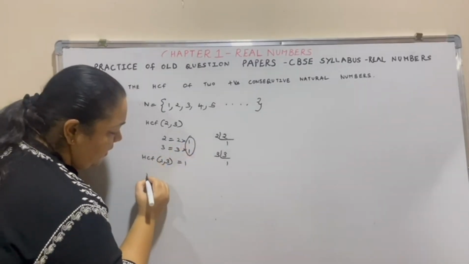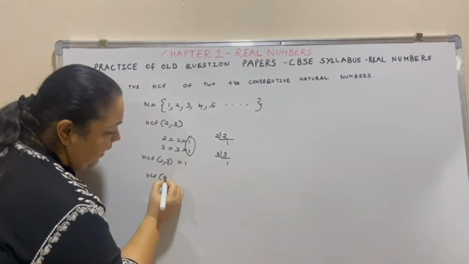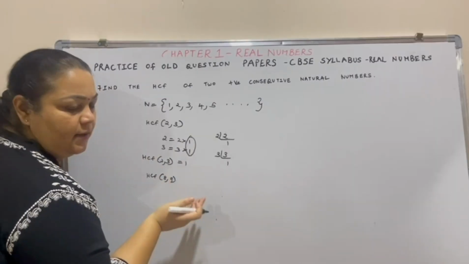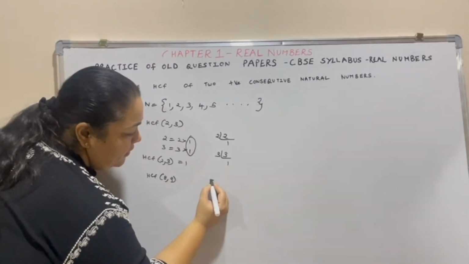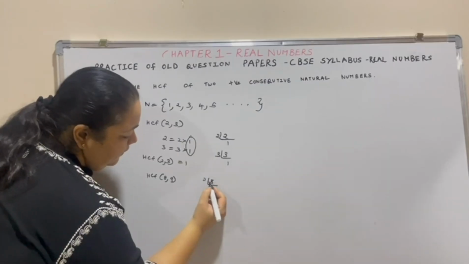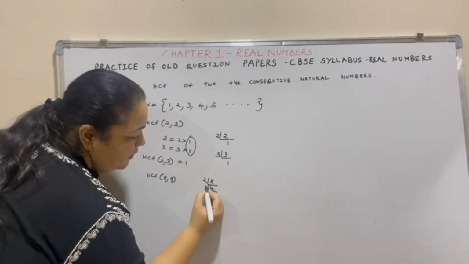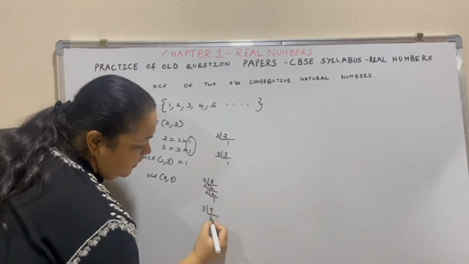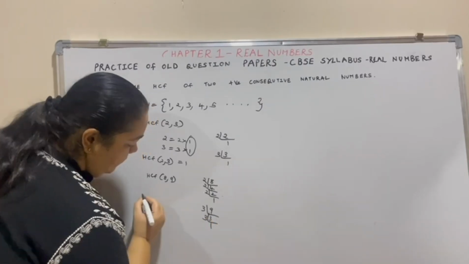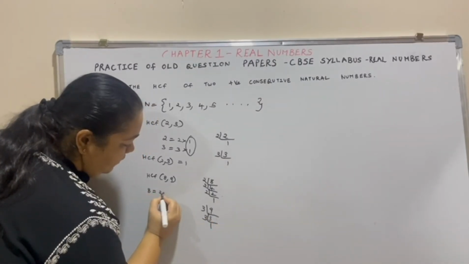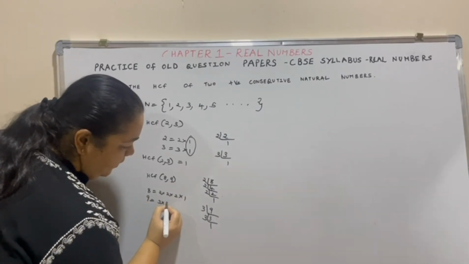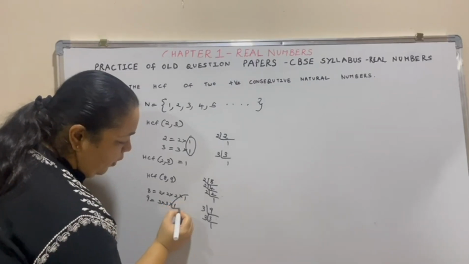Check for anything else. Check for 8 and 9. Consecutive means one after the other. For 8 and 9 also: 2 4s are 8, 2 2s are 4, 2 1s are 2. For 9, 3 3s are 9, 3 1s are 3. So for 8 it is 2 into 2 into 2 into 1, and for 9 it is 3 into 3 into 1. So here only 1 is common.